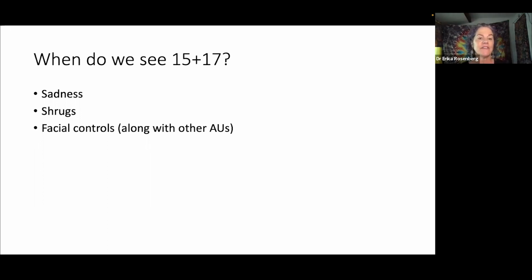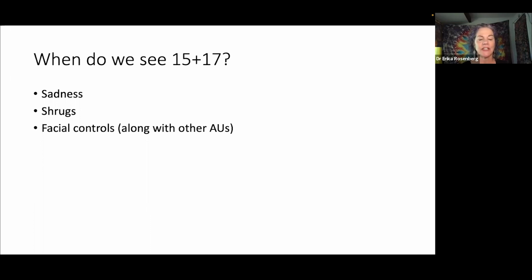And 15 and 17 are both action units that occur with sadness. 17 too. In fact, 17 is a very difficult muscle to voluntarily control. Sometimes people who have their composure, who think they really have it together, you might see just a little quivering of the chin boss if they're sad or upset. So we see it with sadness.